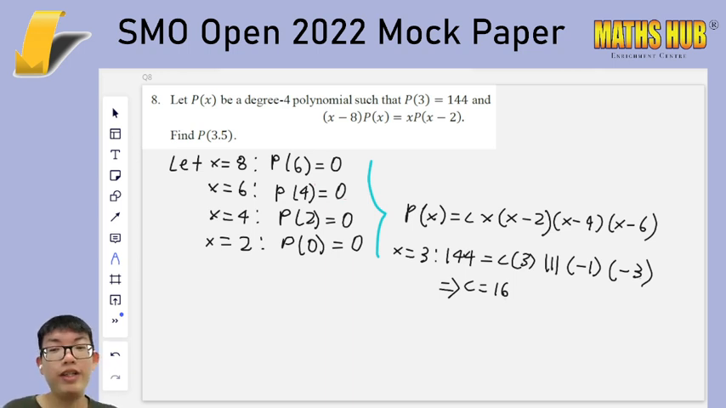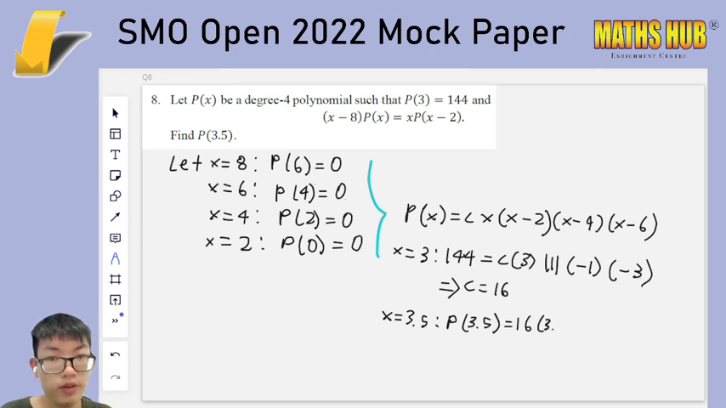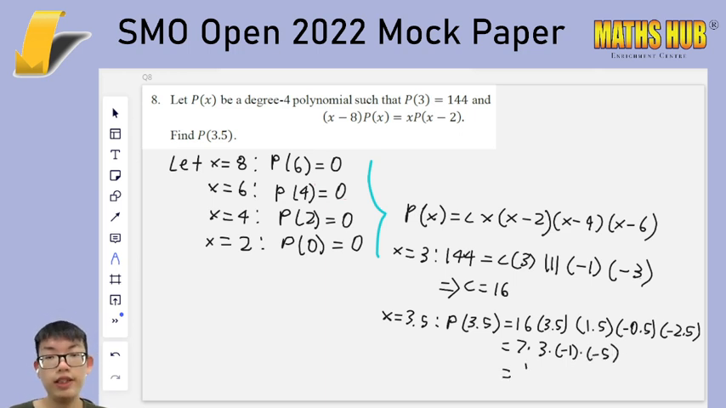So finally, to get P of 3.5, put in 3.5. 3.5, 1.5, -0.5, -2.5. You can multiply 2 to each of these so that it is easier to compute. 7, 3, -1, and -5. And so the final answer is 105.